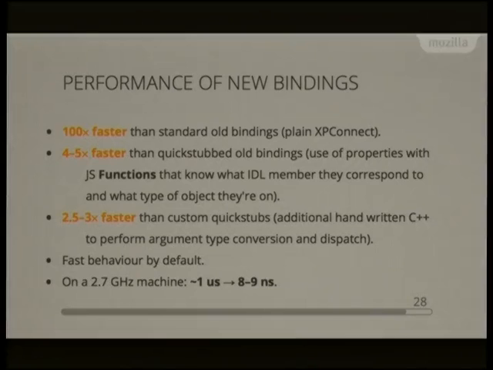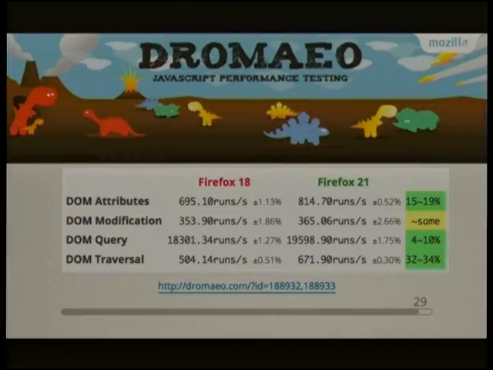Now we did have some optimized versions of bindings for particularly important things. So these are the quick stubs that I mentioned there. So for really important ones, we're maybe only at best 2.5 to 3 times faster than those custom written bindings that we had before. So you can see the result of that here. I ran this the other day. Dromaeo is a common DOM performance testing suite. I'm not sure how good it is.